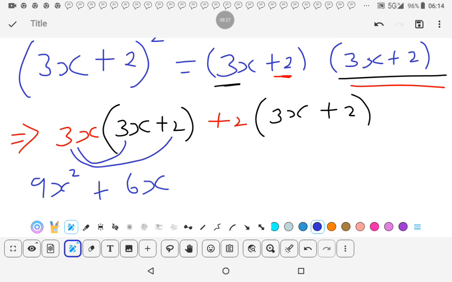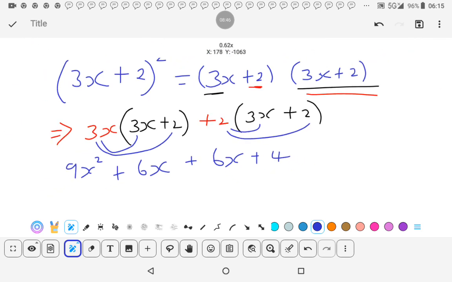You come to the other bracket. You have plus 2 times 3x. So 2 times 3x will give you 6x. Then plus 2 times 2. 2 times 2 will give you 4.